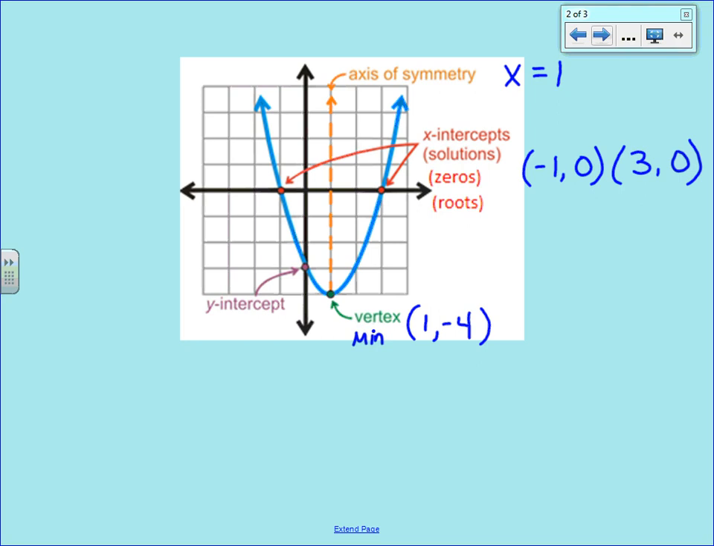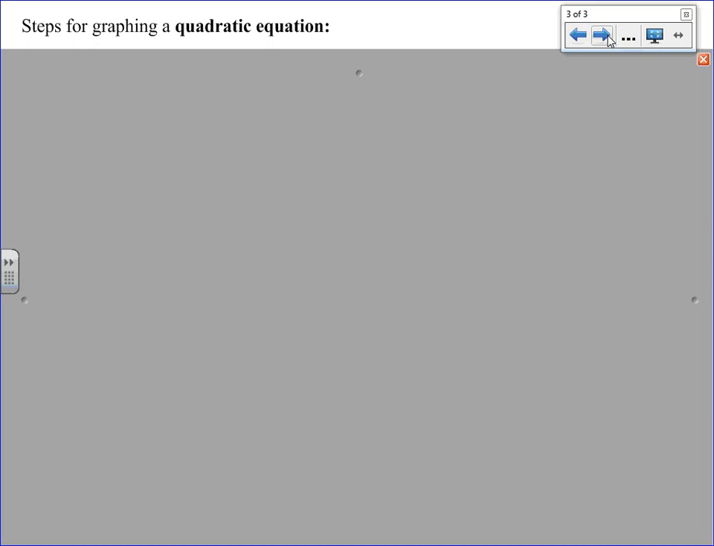This diagram also has a bonus point on here, the y-intercept. Notice how it has 2 x-intercepts, but only 1 y-intercept. And every graph that we work on will only have 1 y-intercept. The coordinates for that point would be 0, -3. All right, next we're going to take you through an example.